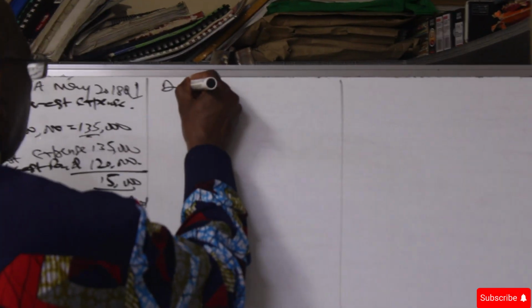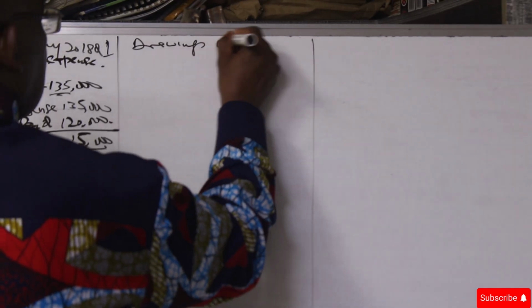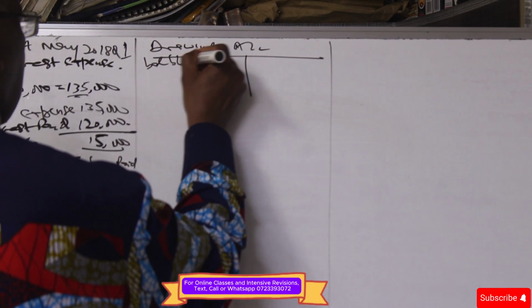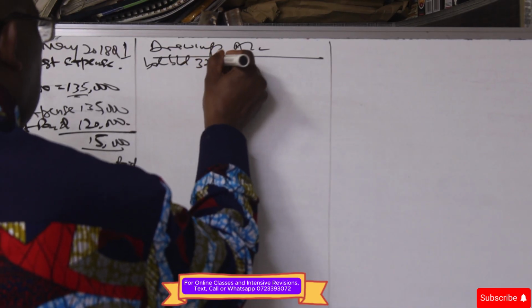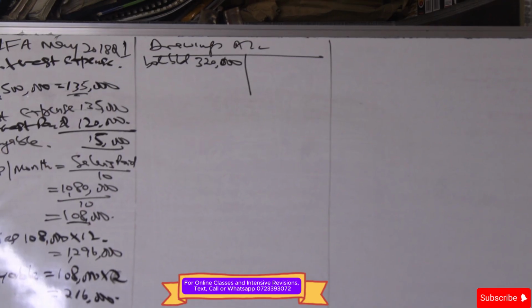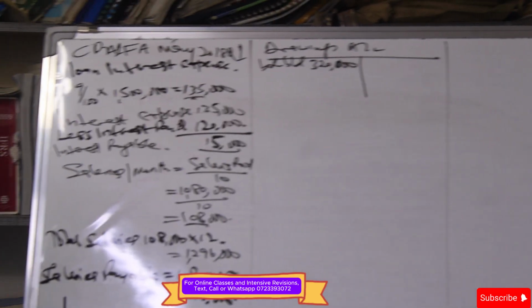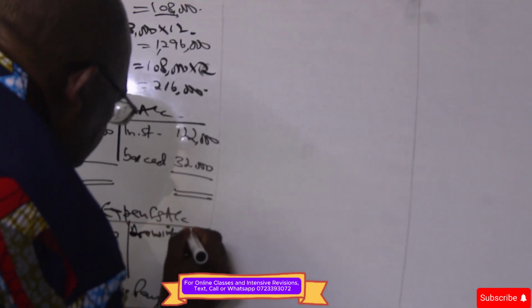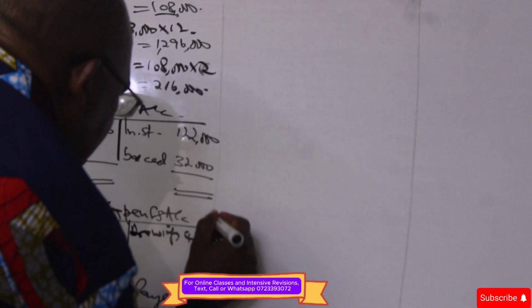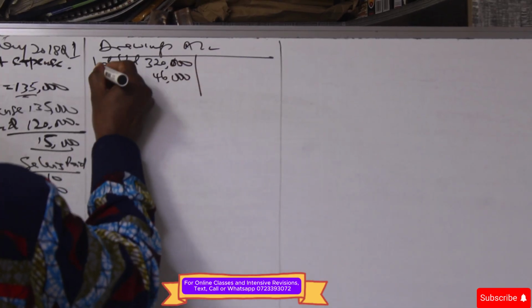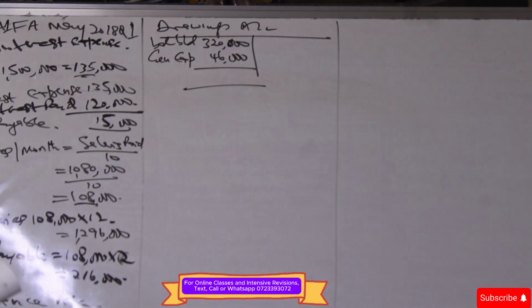So if we create the drawings account, the balance brought down is 320,000. And here we are told we remove 46,000 from general expenses and take it to drawings. So we add 46,000, and we are saying it is coming from general expenses.